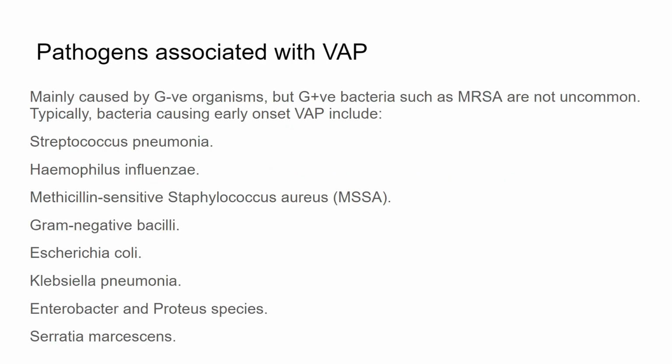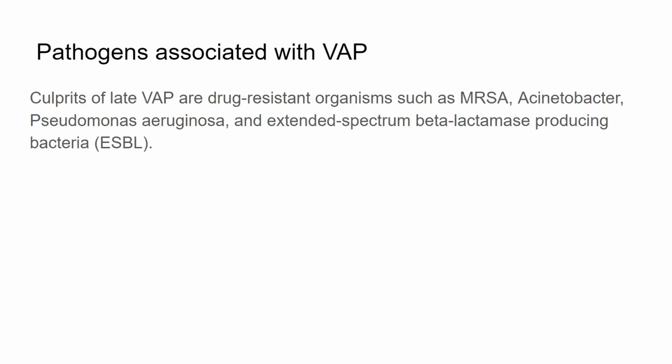Pathogens associated with VAP. It is mainly caused by gram-negative organisms, but gram-positive bacteria such as MRSA are not uncommon. Typically, bacteria causing early onset VAP include Streptococcus pneumoniae, Haemophilus influenzae, methicillin-sensitive Staphylococcus aureus, gram-negative bacilli, E. coli, Klebsiella pneumoniae, Enterobacter and Proteus species, and Serratia marcescens. Culprits of late VAP are drug-resistant organisms such as MRSA, Acinetobacter, Pseudomonas aeruginosa, and extended spectrum beta-lactamase producing bacteria.